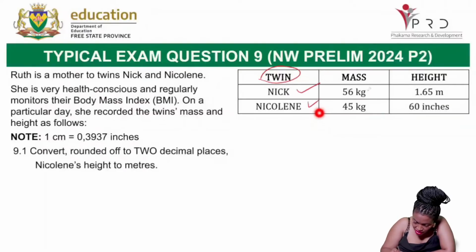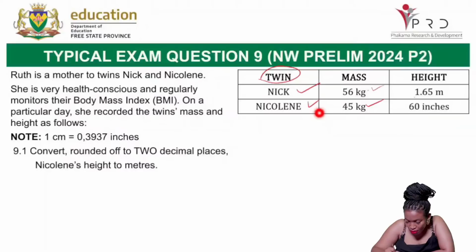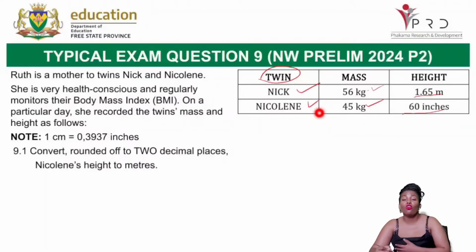Their masses: Nick is 56 kilograms, Nicolene is 45 kilograms. Their height: Nick is 1.65 meters tall, Nicolene is 60 inches tall. Already we have a problem. The units of the heights are not the same. You are already thinking that this is a problem and I need to resolve it.